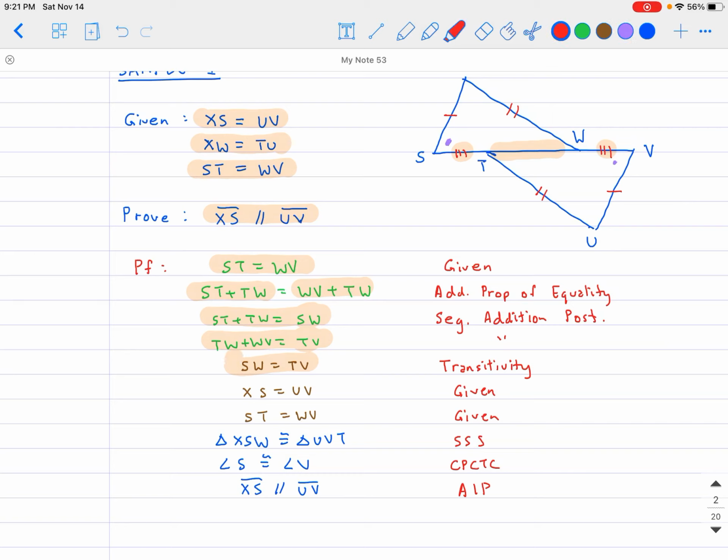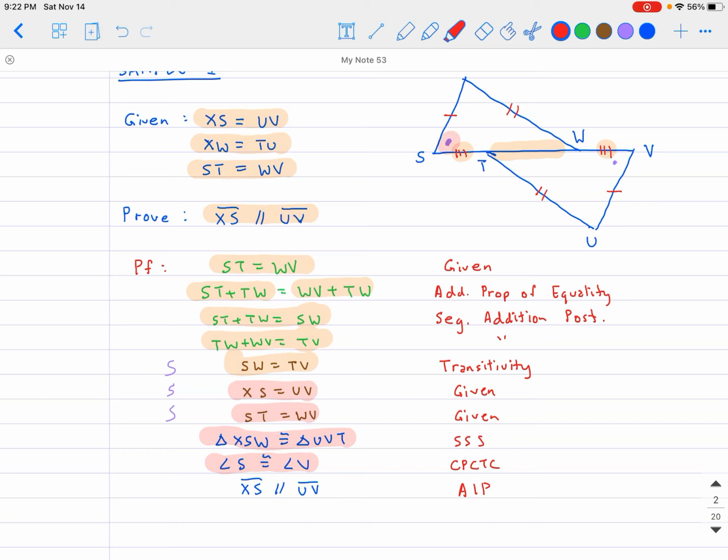So right there, that proves the side part of my SSS. The other two, well, that's easy because that's given. So those are going to be just written down as is. So we have SSS now. We can say that the two triangles, as we said, are congruent to each other. And now the corresponding part I want is the angle S is congruent to angle V.